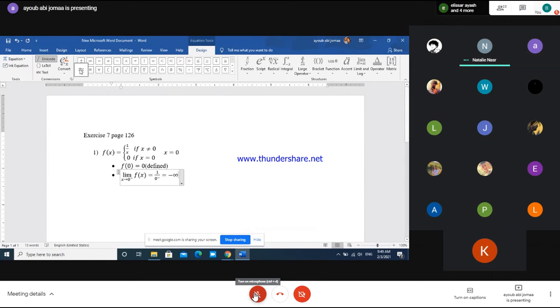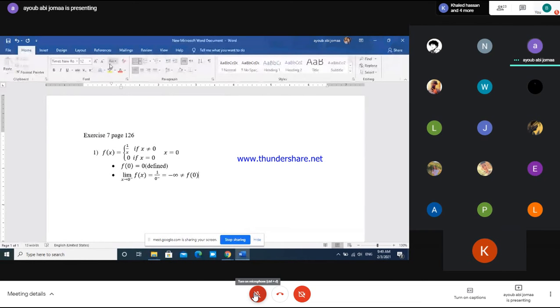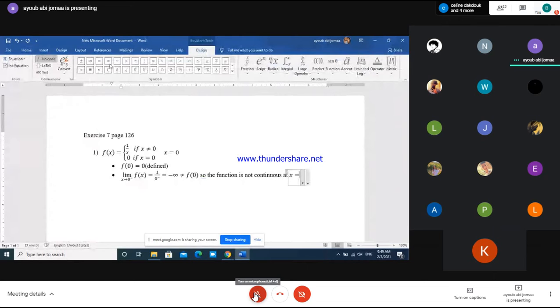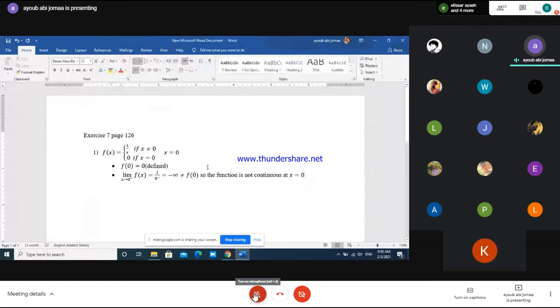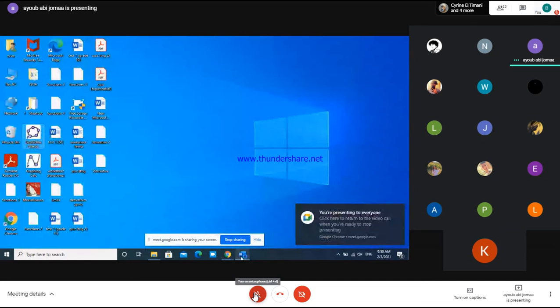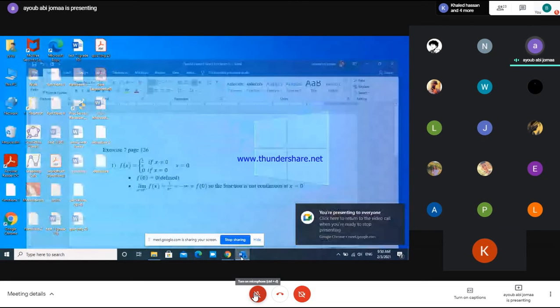From this one, I can say it's not equal to f of 0. This is enough to say that the function is not continuous. So the function is not continuous at x equal to 0. I'll show you graphically this function, and why it is not continuous at x equal to 0.